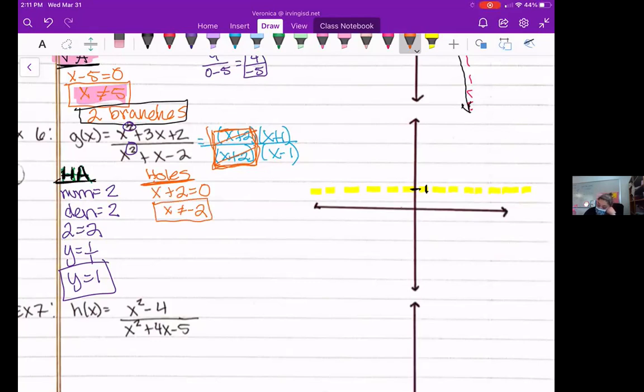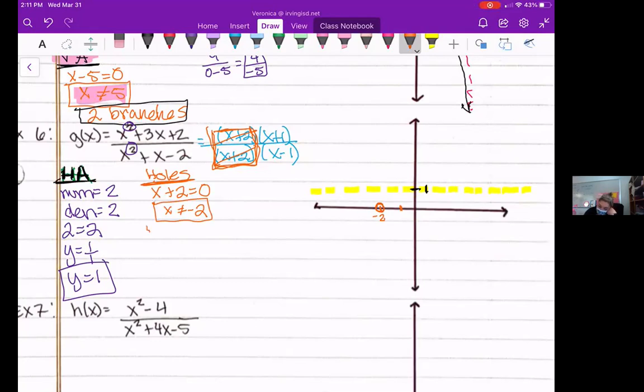So on your graph, here's -1, -2. You have a hole right there. I have an open dot. Literally, that's it. That is what you just found. You have a point of discontinuity. That means that for a split second, you're discontinuous there.